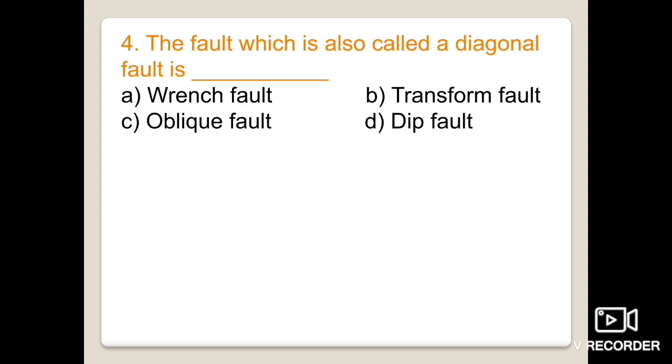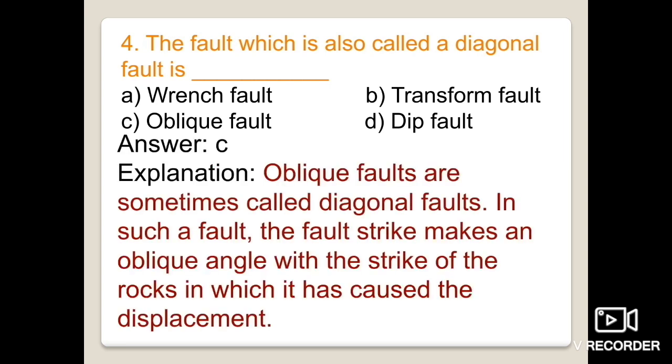What is that fault known as? Wrench fault, transform fault, oblique fault, or the dip fault? So that is the oblique fault. Okay. And how is an oblique fault developed? So oblique fault, a fault which runs oblique to the strike and dip direction of strata, is known as the oblique fault. And when a fault strikes diagonal to the dip of the regional structure, these are known as the transverse faults. Okay, so there is a minute difference between oblique fault and the transverse fault.